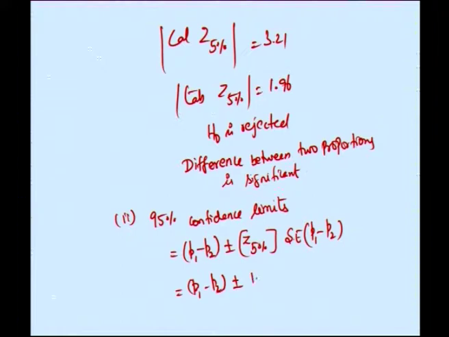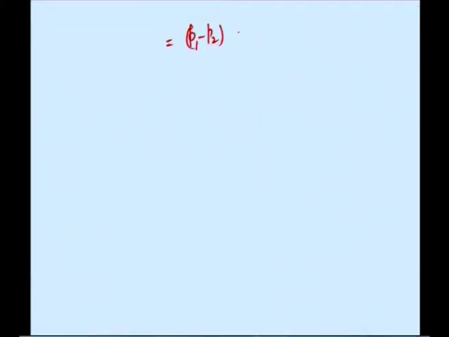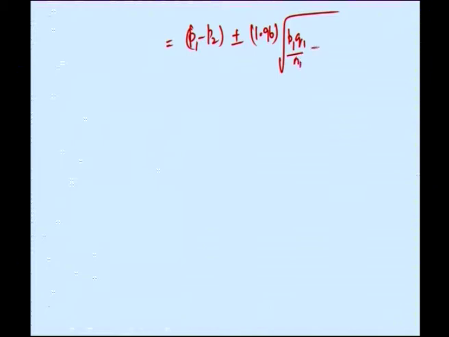Z at 5% is 1.96 and standard error of P1 minus P2 for this problem is root of PQ into 1 by N1 plus 1 by N2, or instead of finding the P and Q values, this also can be written as P1 minus P2 plus or minus 1.96 into square root of P1 Q1 by N1 plus P2 Q2 by N2.